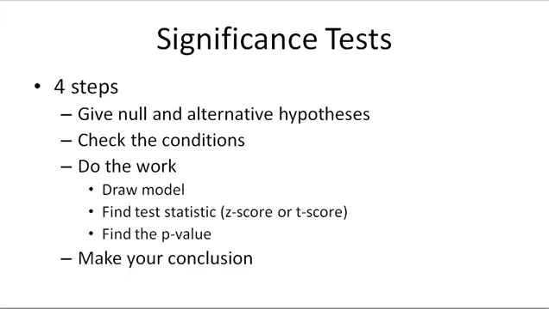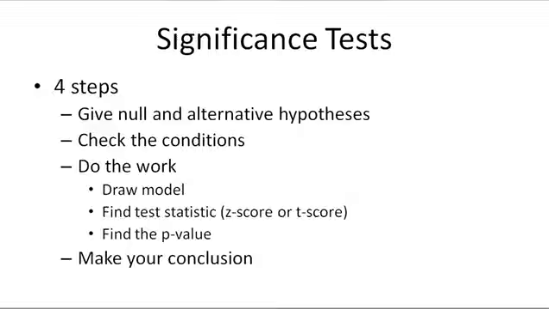All right, here are the 4 basic steps for a significance test. Step 1 is to give your null and alternative hypotheses. Step 2 is to check your conditions, which we all know and love. And then step 3 is to do the work. Remember, the work involves 3 steps. Draw your model, find your test statistic, which we call a z-score or t-score. So basically, you're locating your evidence to see if it is significantly high or low.